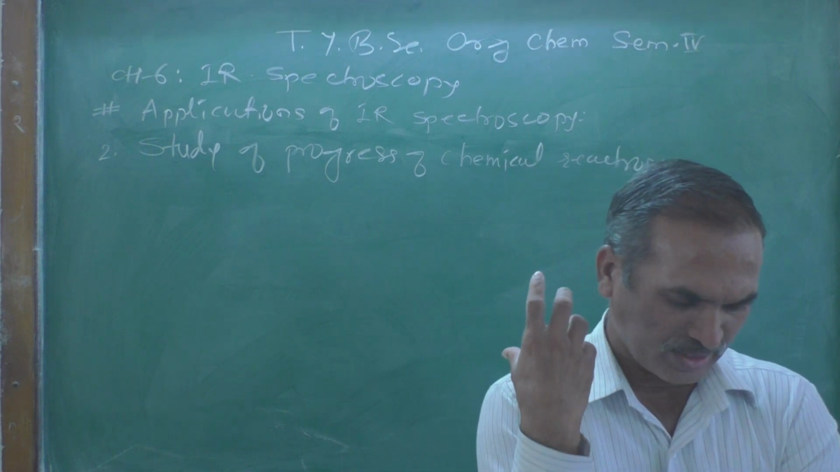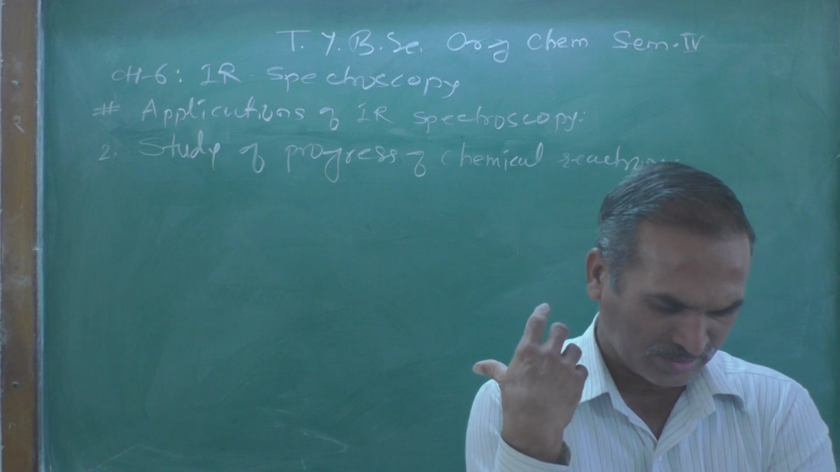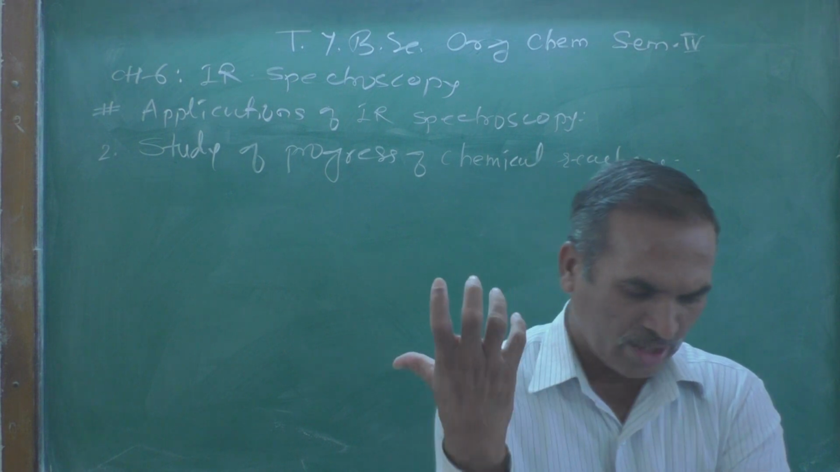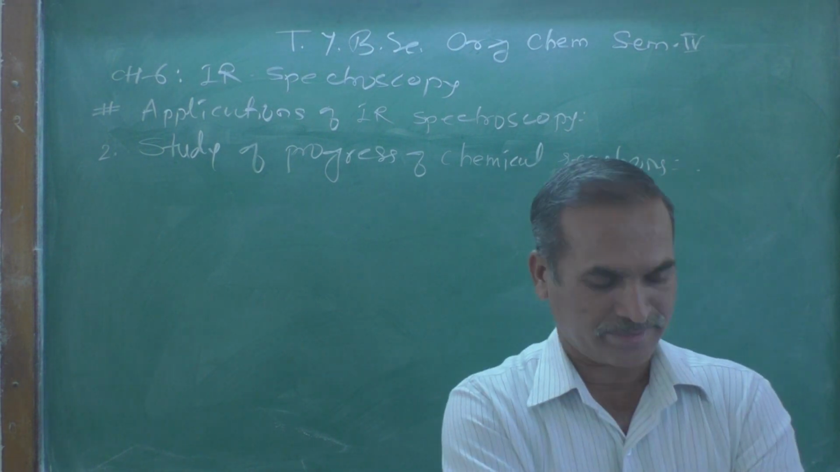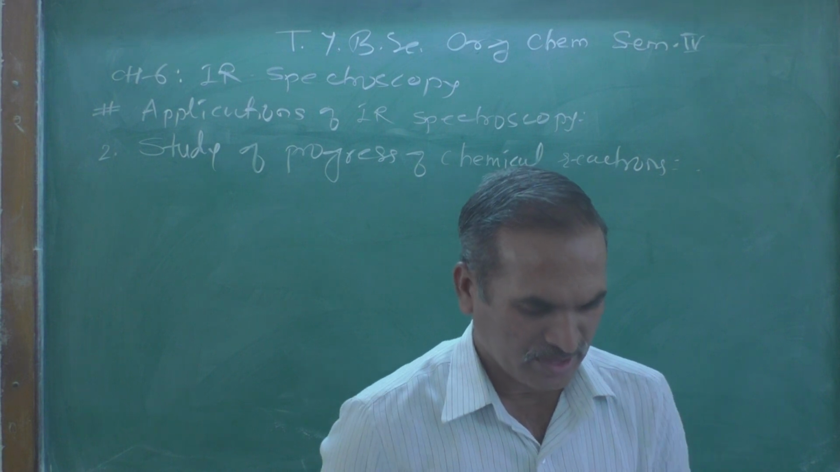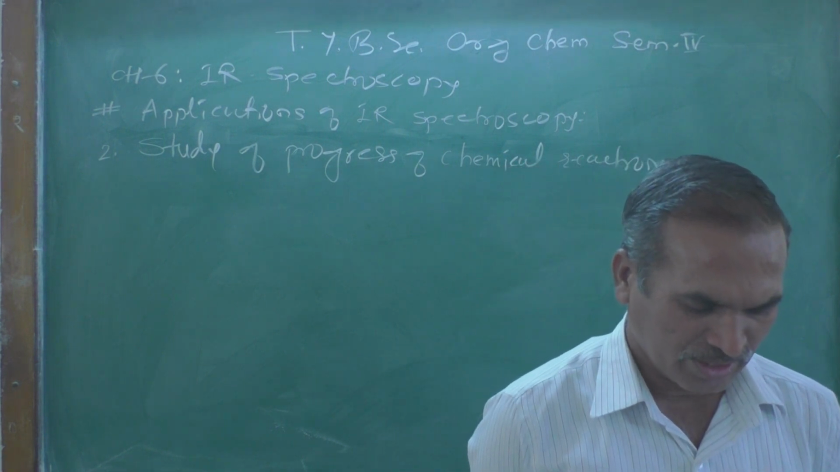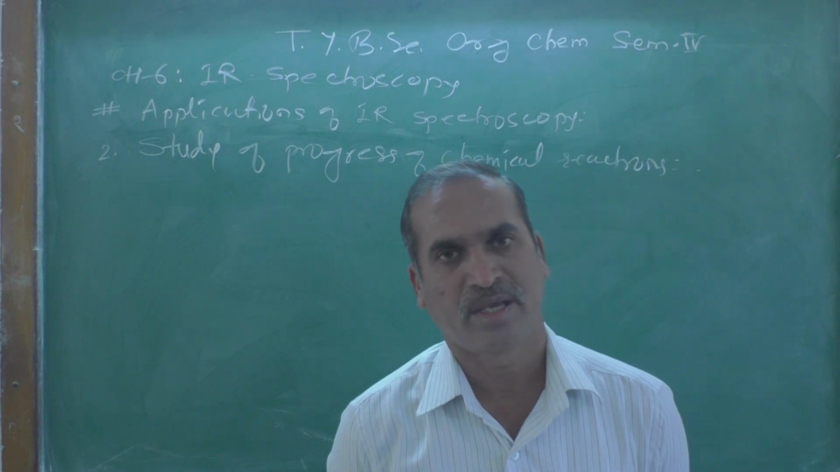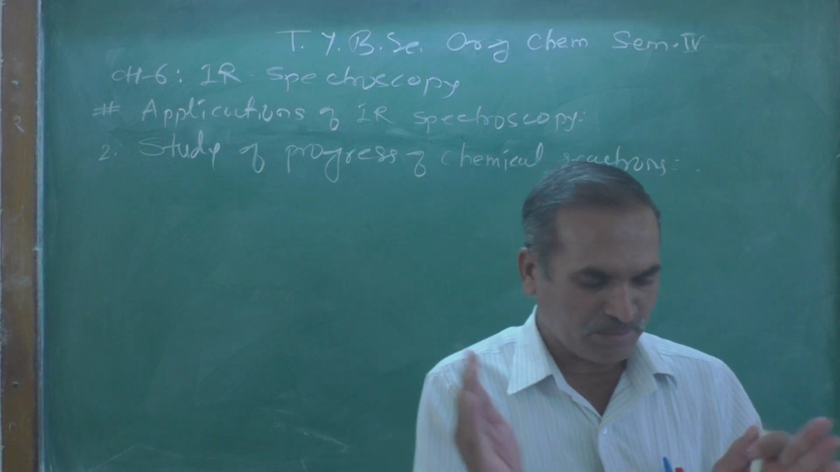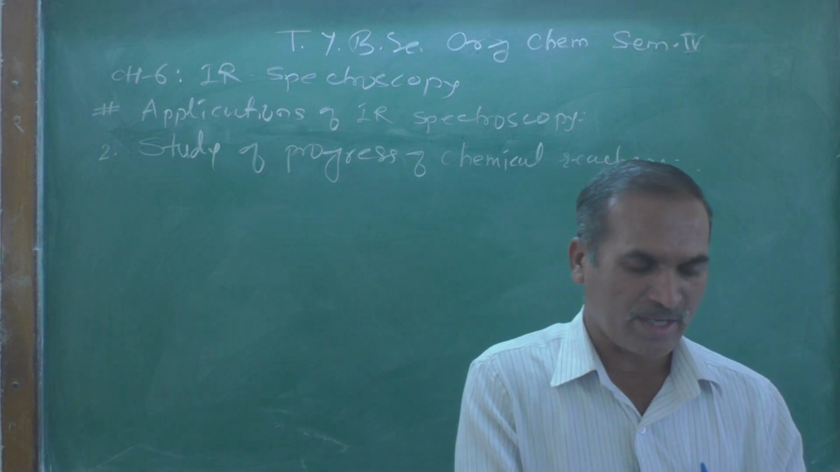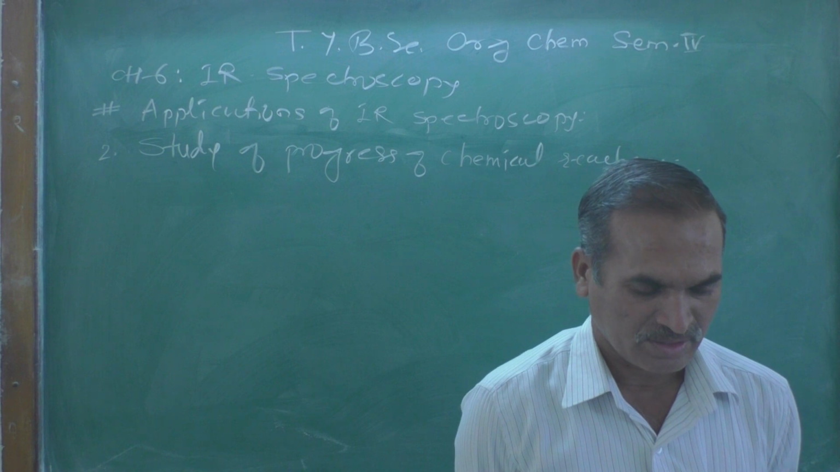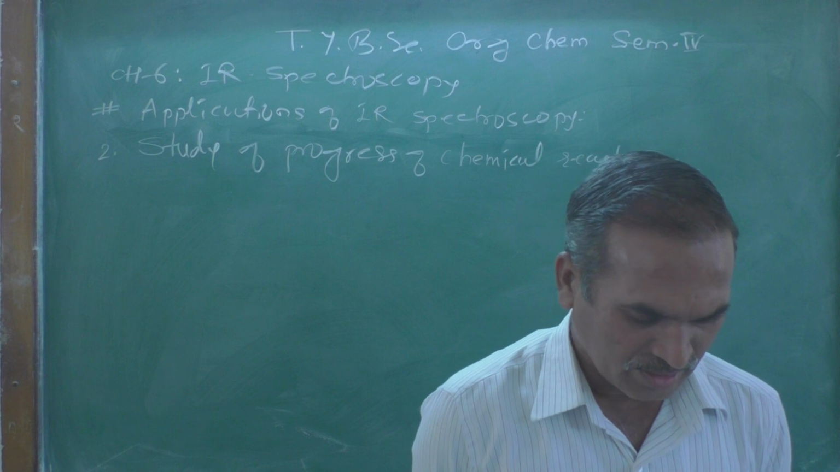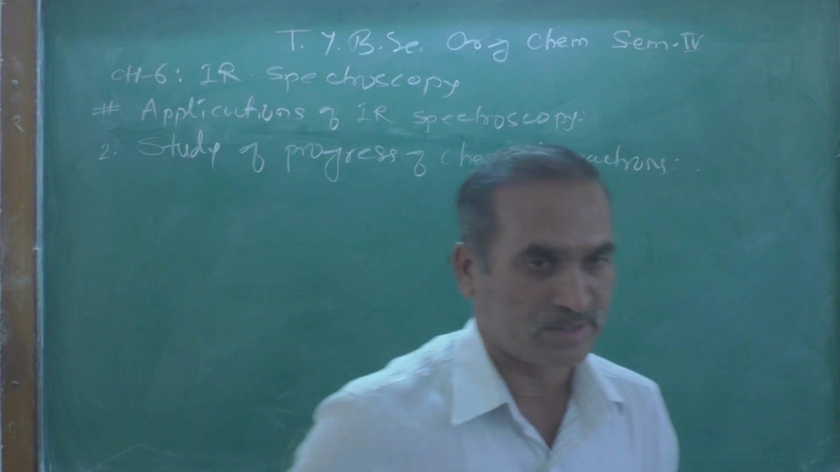A sample of the reaction mixture is withdrawn and the IR spectrum is recorded. The spectrum is used to determine how far the reaction has progressed and whether it is proceeding by the expected pathway or not. This can be elaborated with the following examples.